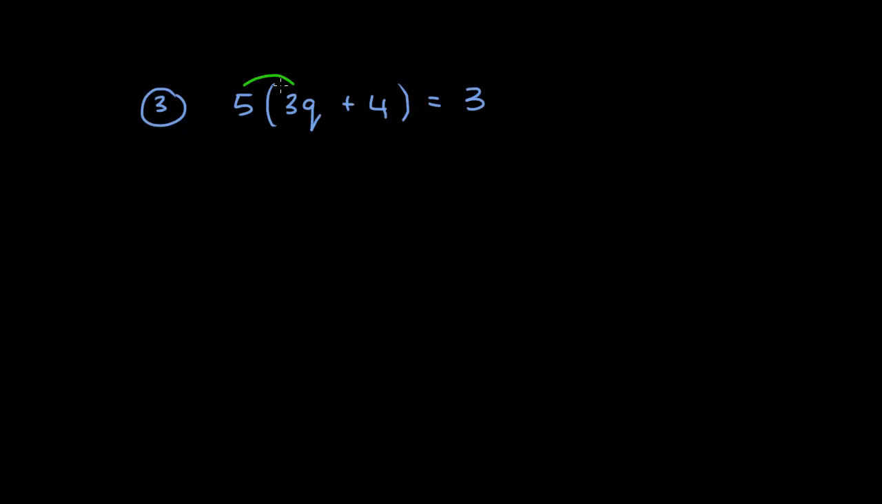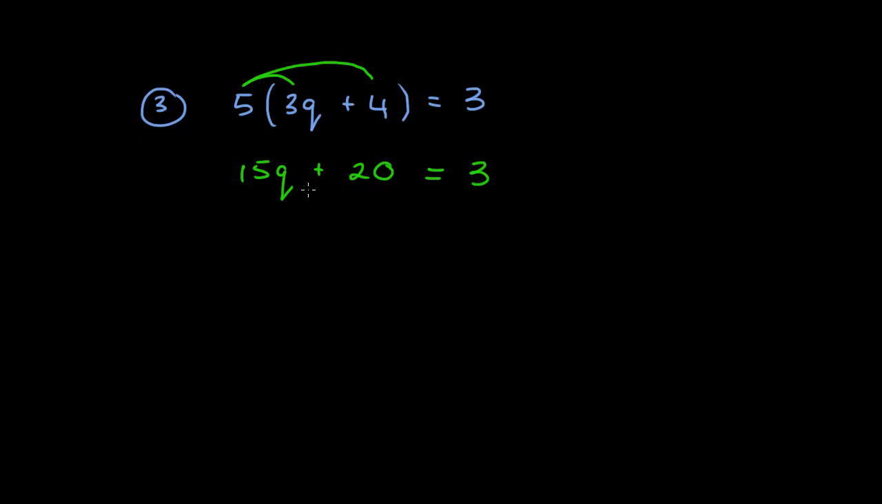Let's expand these brackets. Now, if you recall the rainbow method, you times whatever is inside the brackets by the 5. So 5 times 3 is 15q. 5 times 4 is 20. And if you're not really sure what to do with this equation anyway, by expanding the brackets, you'll generally pick up 1 mark.